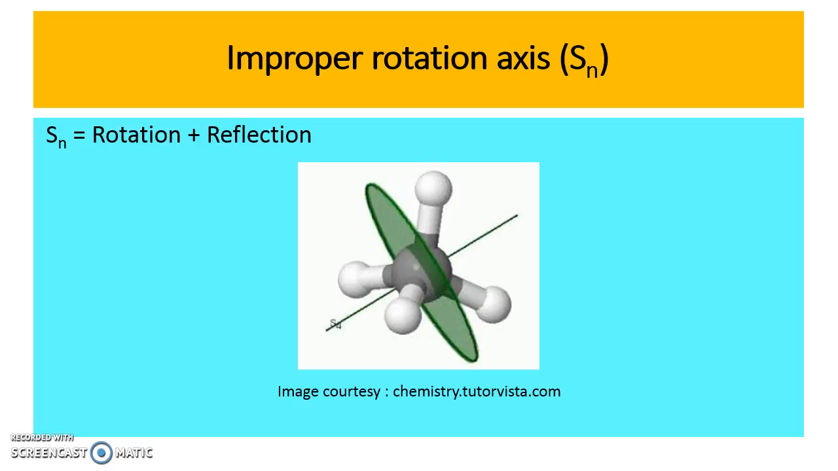Next one is the improper axis of rotation, denoted by S suffix n. It stands for a combination of two different operations, rotation and reflection. So in the case of methane, if we have a rotation about this axis, which will shift one of the bonds connecting carbon and hydrogen by 90 degrees, and when it gets reflected about this mirror plane, it takes up a configuration similar to that of the previous configuration.